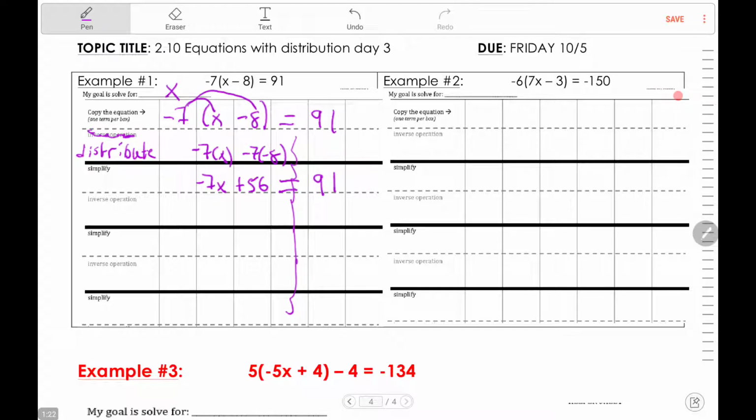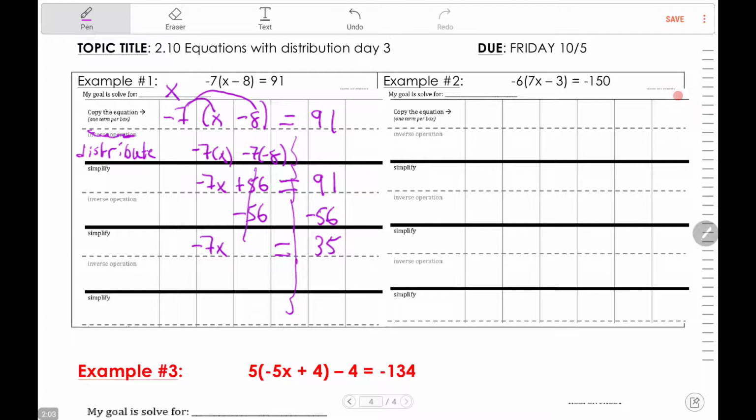Alright, now we have to use inverse operations. So again, at this point, when we have a variable with the coefficient and we're adding and subtracting a number, that's a two-step equation. We should know how to do this. So this is going to be our first inverse operation, right? We're subtracting 56. This cancels, and we're left with -7x equals 91 minus 56. Well, I know 91 minus 50 is 41, and then minus 6 is going to be 35.